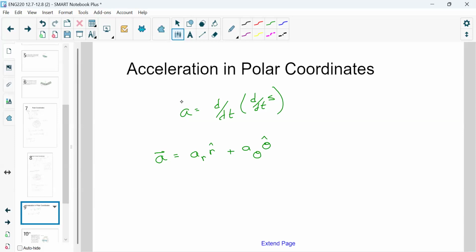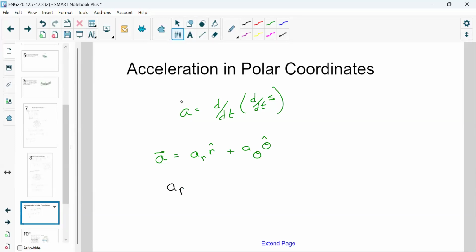So a sub r is r double dot minus r theta dot squared. Yeah, and that's the thing, and I'm wondering if they're somehow connected. Between when I wrote this up and now, it has fallen out of my brain. Yeah, a sub r equals r double dot minus r theta dot squared. Okay, so I have that one written down, so we'll go ahead and go with that one.